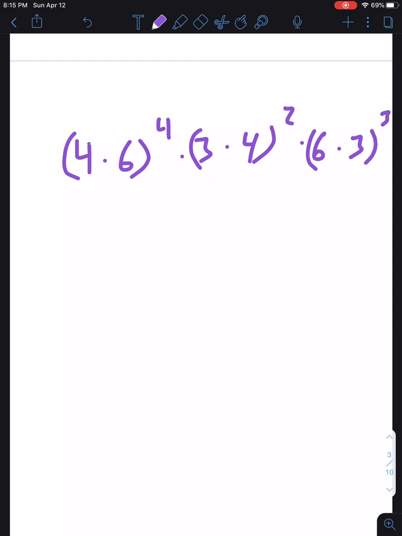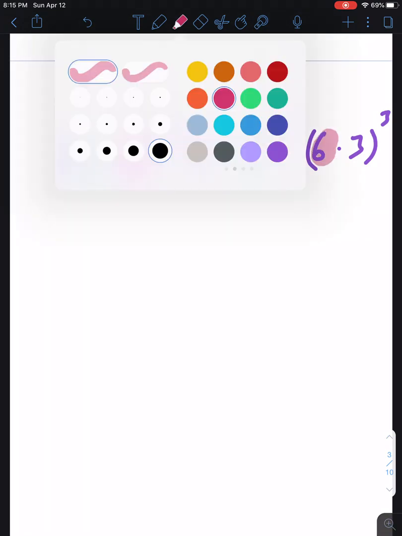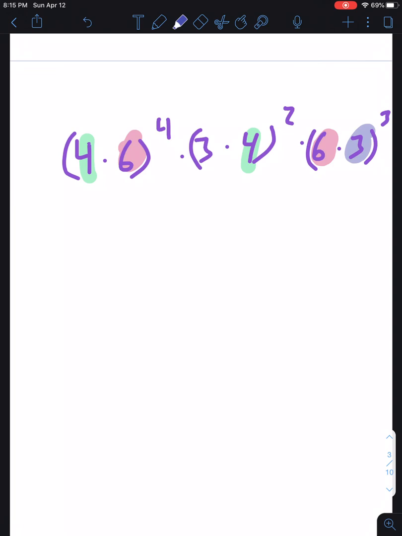So let's say we've got 3 different numbers here. We've got 4, we've got 6, and we've also got 3. Okay, so we've got 3 in there as well. Whatever, it looks fine. All right, so we've got 4 to a power. Let's use this blue. 4 to some power times 6 to some power times 3 to, again, some power. Okay, we don't know what those powers are right now.